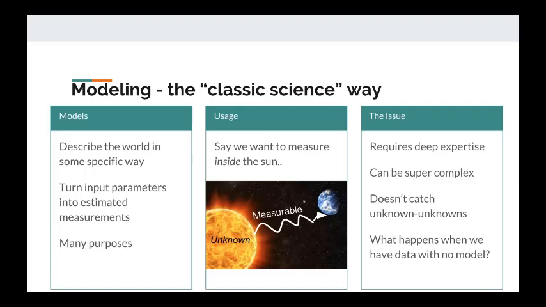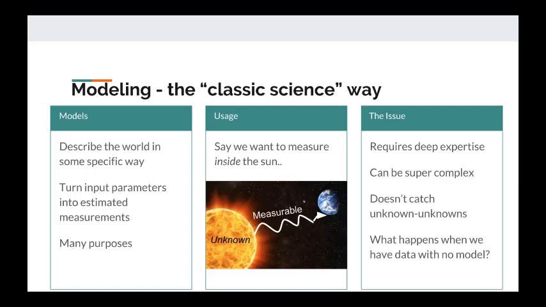So the classic science modeling way, when I was in physics undergrad and graduate school, computer modeling or numerical modeling was when you would describe the world in some specific way. So let's say that I wanted to measure inside the sun and I wanted to know how the sun works. Well, what I would do is I would get all the experts that I knew together who knew about gravity, who knew about fusion, who knew about radiation pressure and so forth. And I would say, let us model the sun, and we know all this physics.